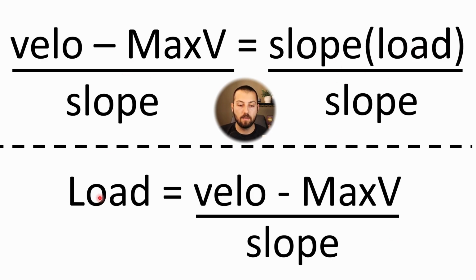So then I'll rewrite this again. Load equals velo that they're running at minus their max velocity divided by the slope. So this is the foundation, okay? Velo minus max velocity divided by the slope. And all of these things we know or we can calculate.